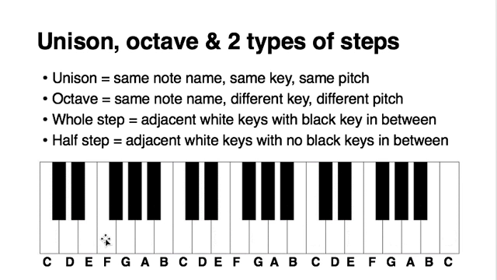Both types are called steps. They move between adjacent white keys and adjacent letter names, but whole steps are larger than half steps and sound a bit different. Listen to a whole step starting on C to D, right? And a half step moving from E to F.